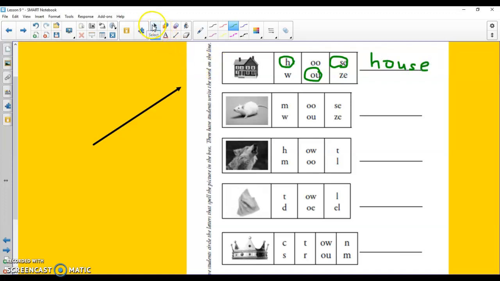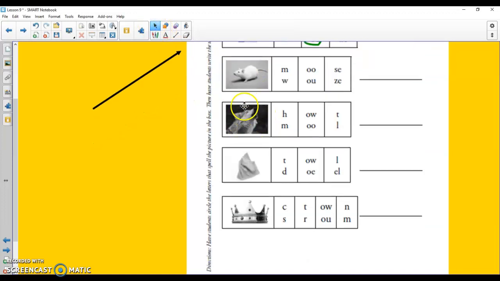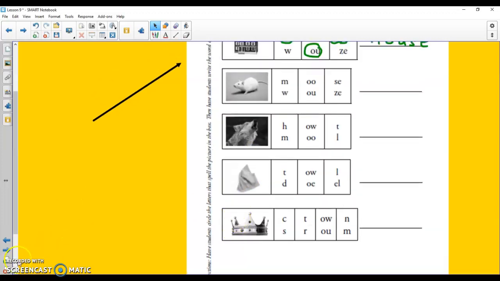The next one is a picture of a mouse. This is a picture of howl. This is a picture of a towel. And this is a picture of a crown.